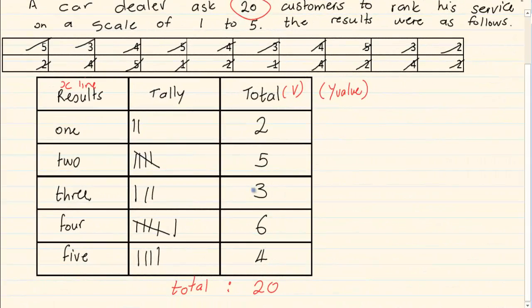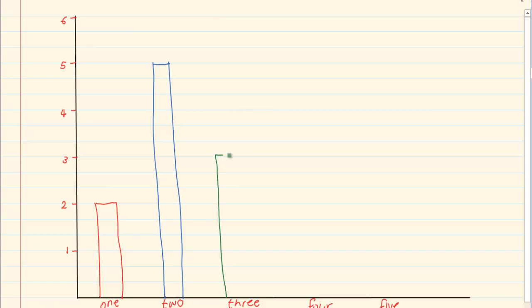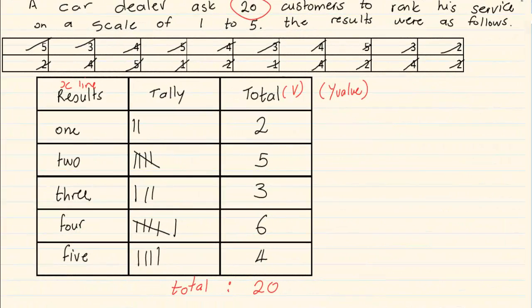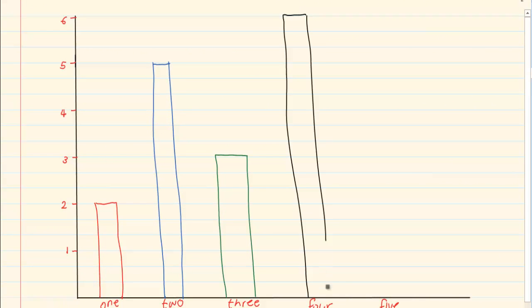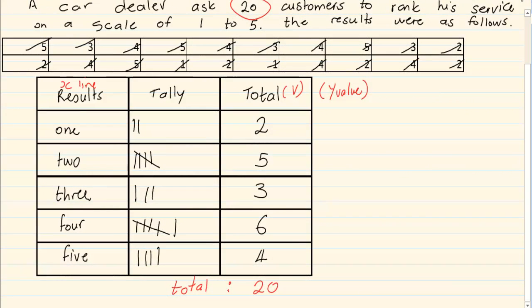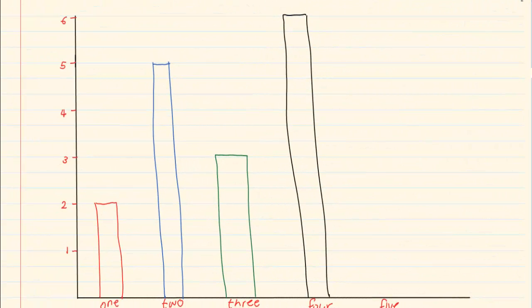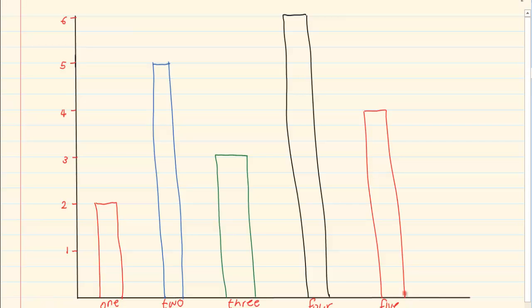Then we have 3, which is still 3. And then we have 4, that is still 6. And we have 5, that is still 4. Now, number 1, you must notice with the bar graph, there are spaces between each bar. That is important because later in grade 11 you do histograms, which have no space between the bars. So make sure you understand that in a bar graph there are spaces between each group.